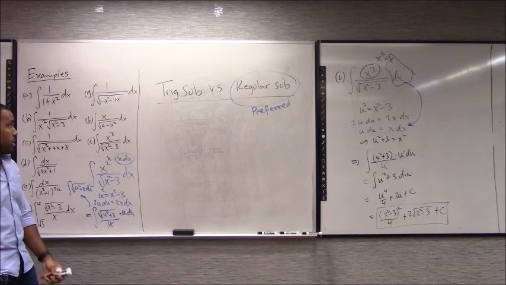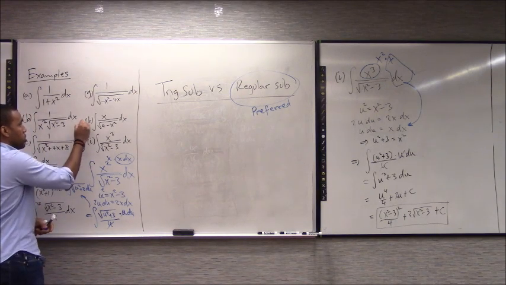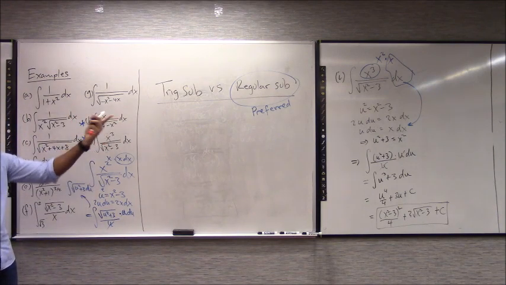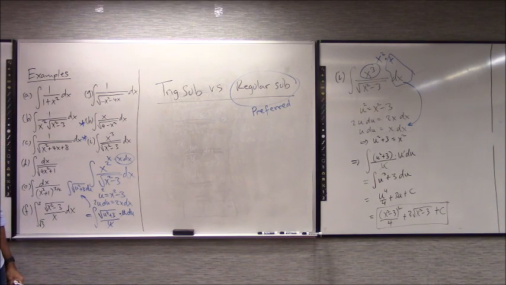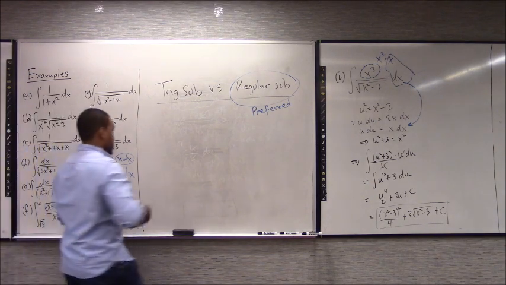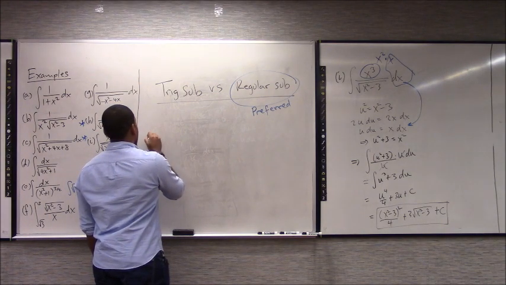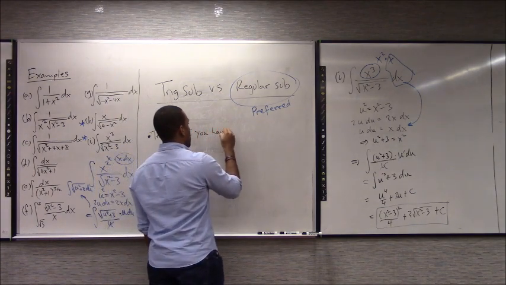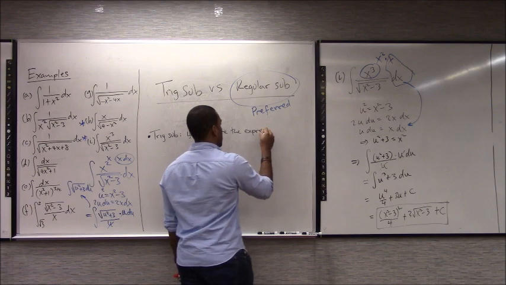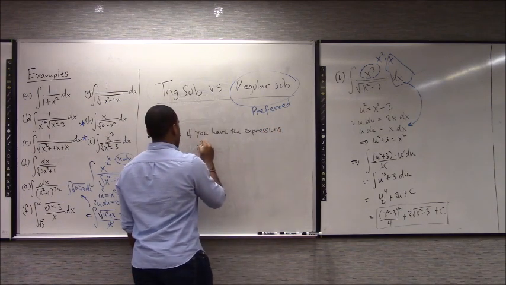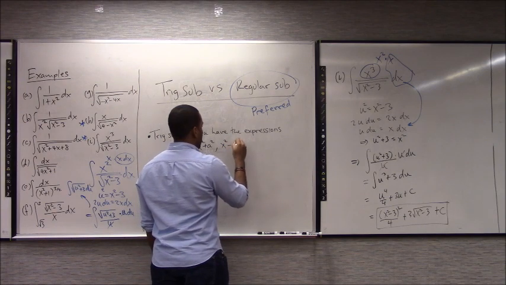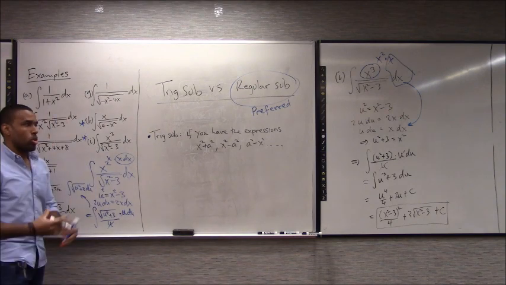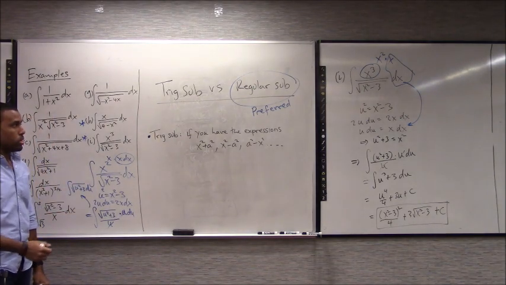I can just mention here for these two, either one could actually work. You could actually do these with trig sub. I didn't, because the u substitution way was a lot nicer. So how do you choose? Trig sub, this means if you have expressions like an x squared plus a squared, an x squared minus a squared, or an a squared minus x squared, is when you would think, okay, this is a candidate for a trig sub.